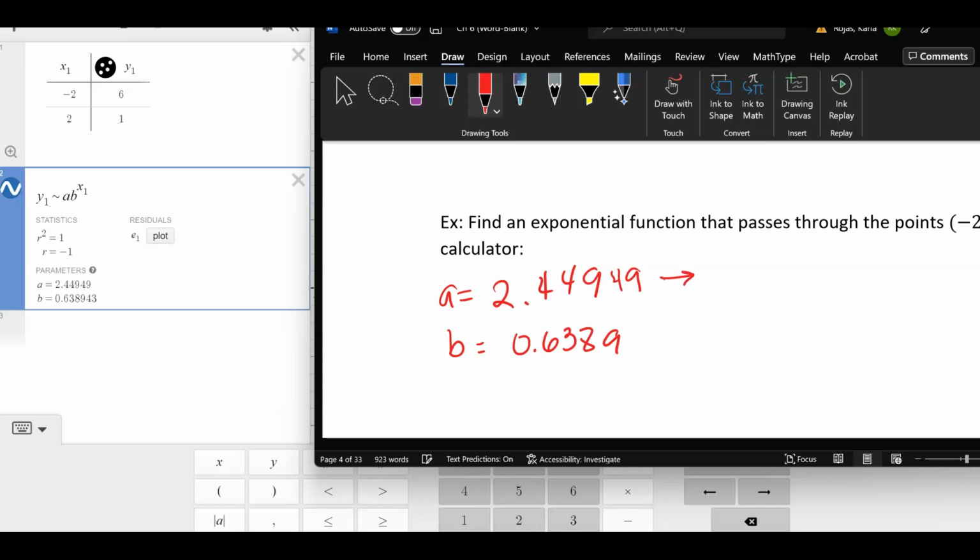But we can go ahead and round this. Let's round this to 2.4495, 4 decimal places, and then we have 0.6389. Okay. All right, so let's just try this one more time.